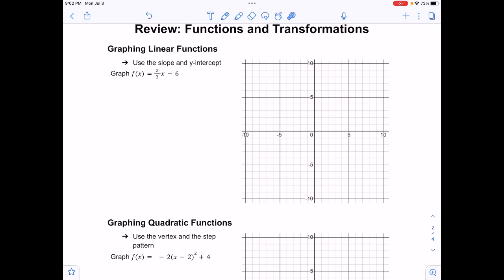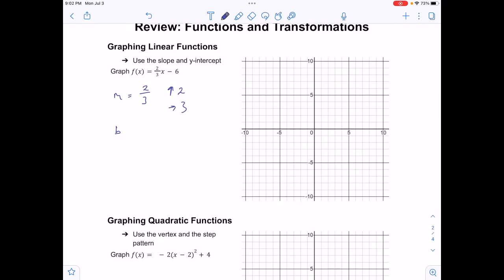Y equals mx plus b, your favorites from grade 9. Or, as we got fancy here, we wrote them as f of x instead of y. Recall that when you're graphing your linear functions, you need to use both your slope and your y-intercept. Here, f of x is equal to 2 over 3x minus 6. Our slope, m, is 2 over 3, meaning I rise by 2 and I run by 3.